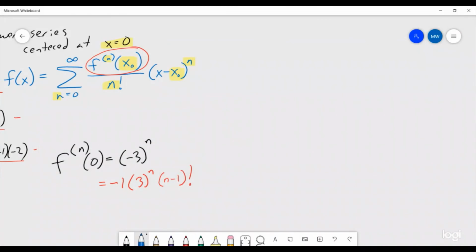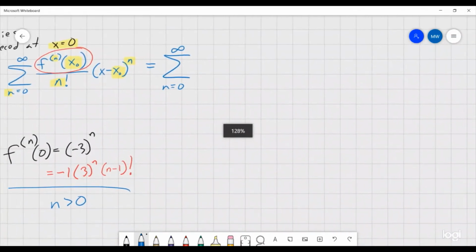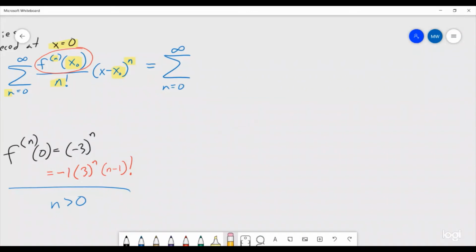So we can write our sum. It's going to be the sum from n equals 0 to infinity of our nth derivative at 0. Now, this pattern is true for n greater than 0. When n is equal to 0, it's just equal to 0. So we are going to be breaking this up a little bit.